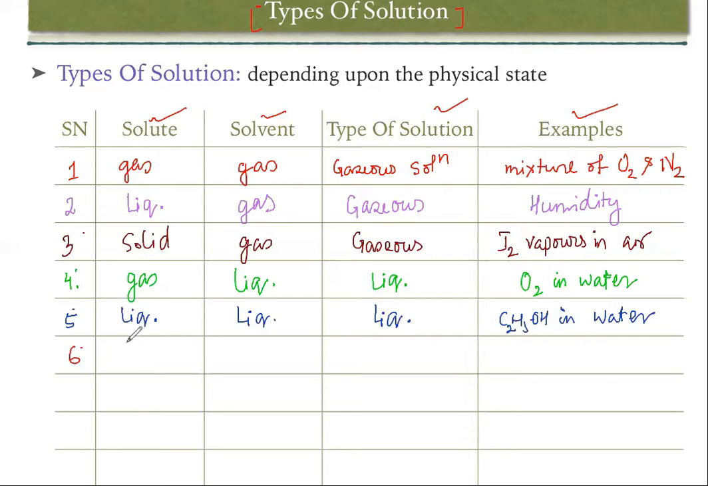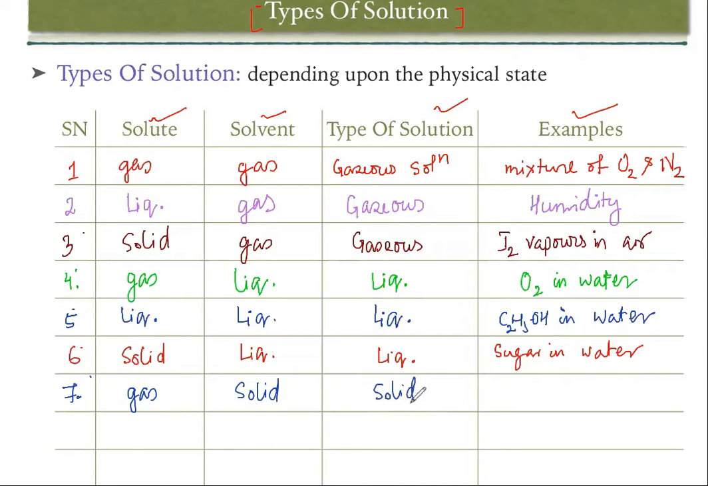Next, the sixth one: solute is solid, solvent is liquid, and the type of solution is liquid. Example is sugar in water. Next is the seventh one. Solute is gas, solvent is solid. The type of solution is a solid solution. Example is H2 in palladium.